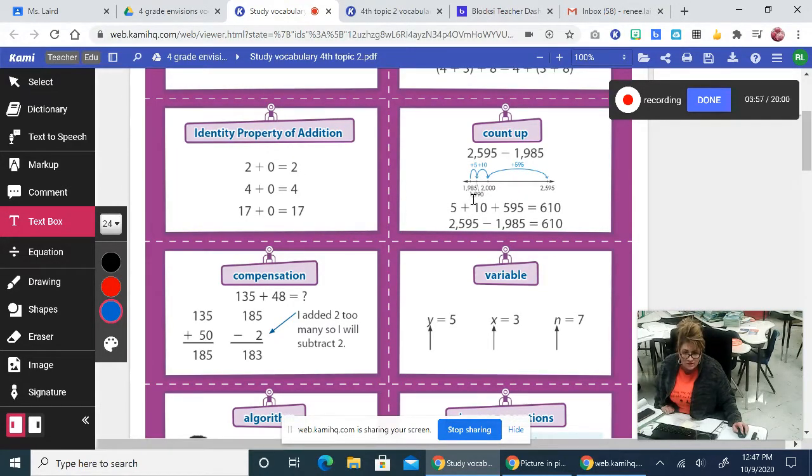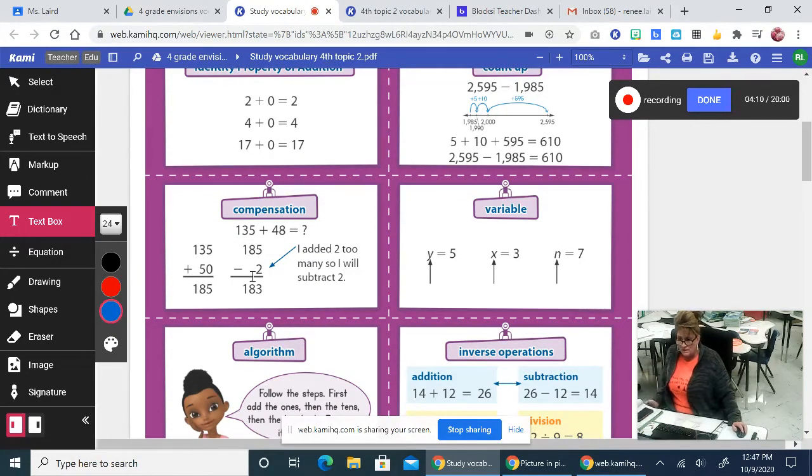Count up means that's all you're doing. You got your number line, okay? We counted up right here from 595 to get 610, okay? Right here, compensation. Compensation means, see, you solved. They want you to solve 135 plus 48 equals. All they want you to do is make this second one to where it has a 0 to the closest number that has a 0, the closest 10.